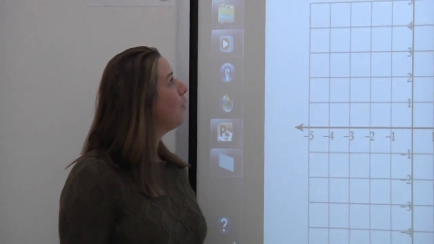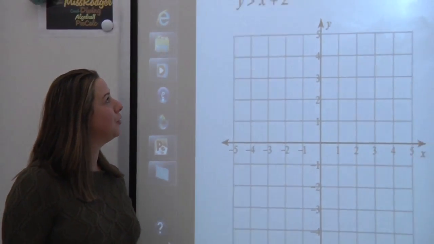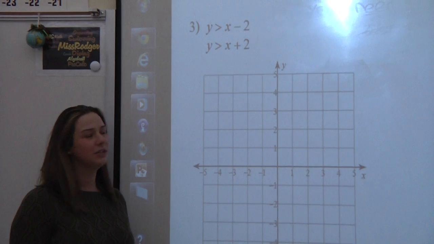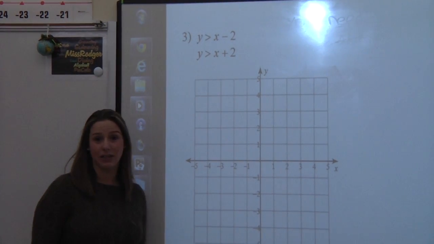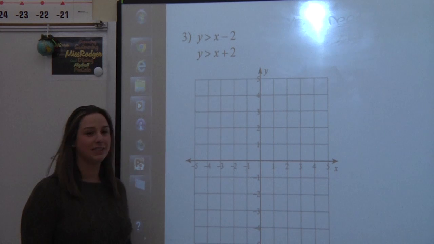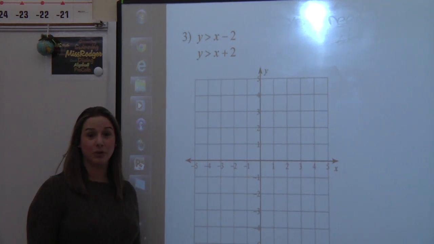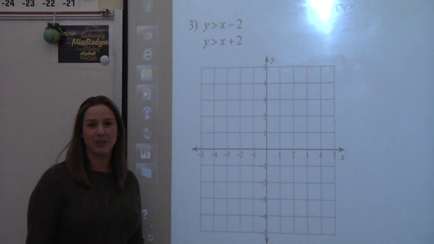Let's take a look at another type of linear inequality systems problem. Y is greater than x minus 2 and y is greater than x plus 2. Wow, these two lines are going to be parallel. The way that I know that is because the slopes are the same. Both slopes are 1. Let's see what's going to happen.